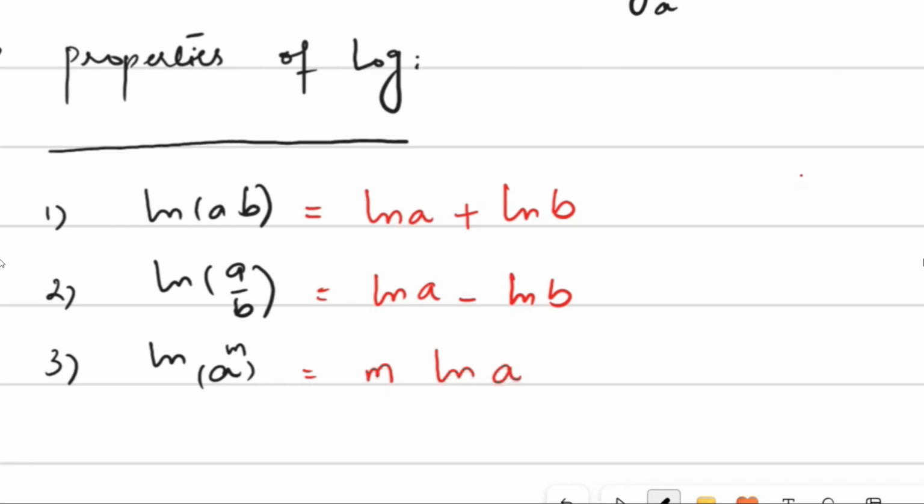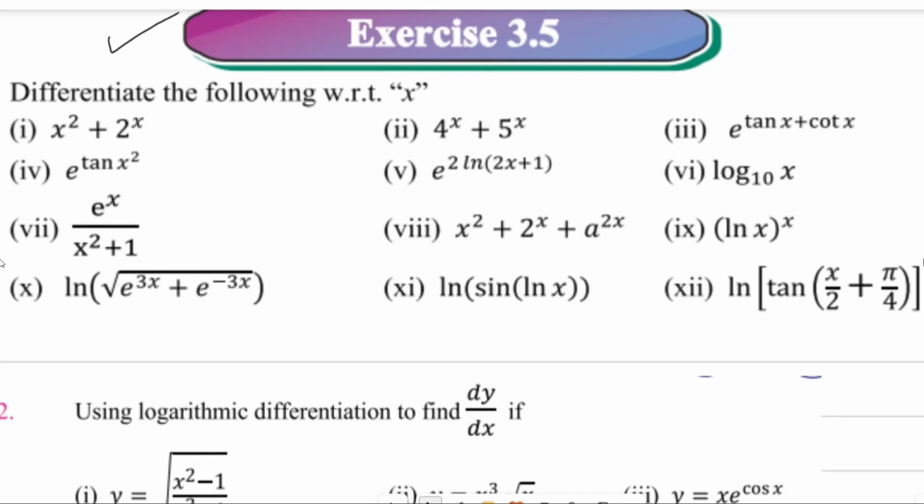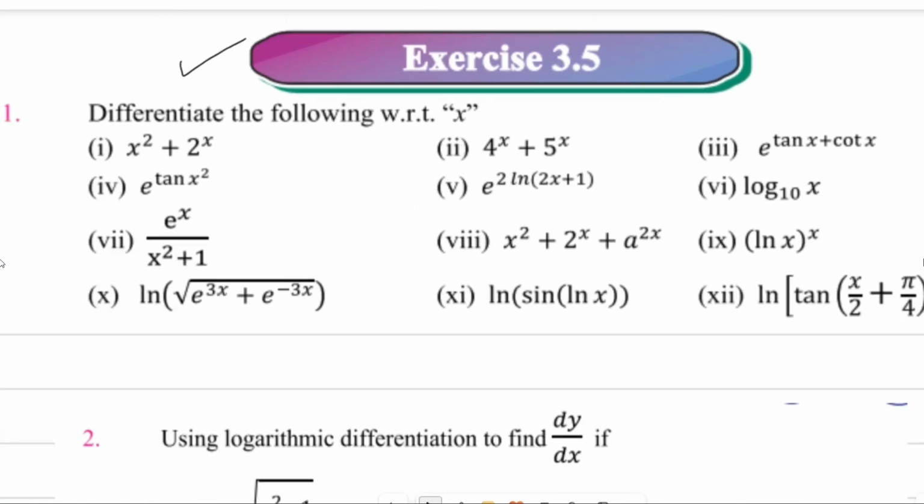So I hope you have understood all three properties of ln, and these are very important. All these properties will be used in exercise 3.5. You can take a screenshot of it as well. So now let's move to exercise 3.5. Here we have exercise 3.5, question number 1.